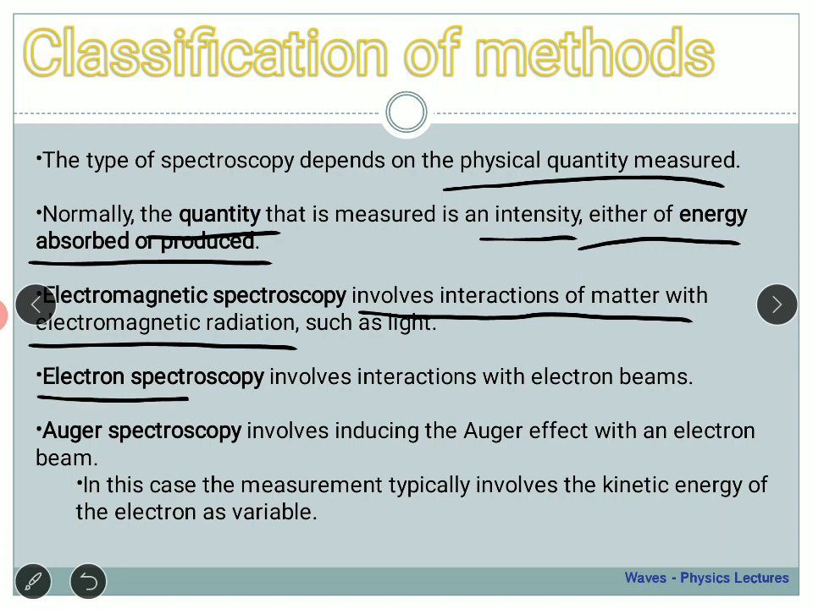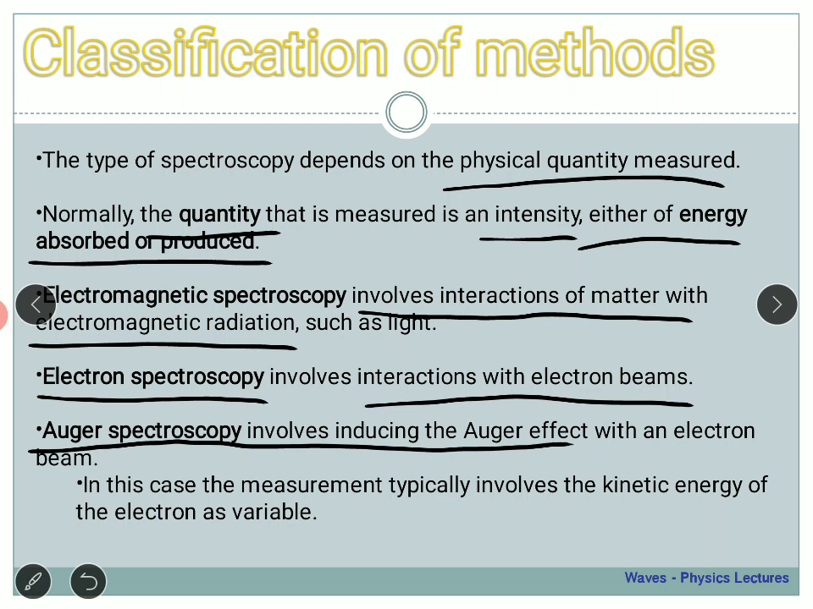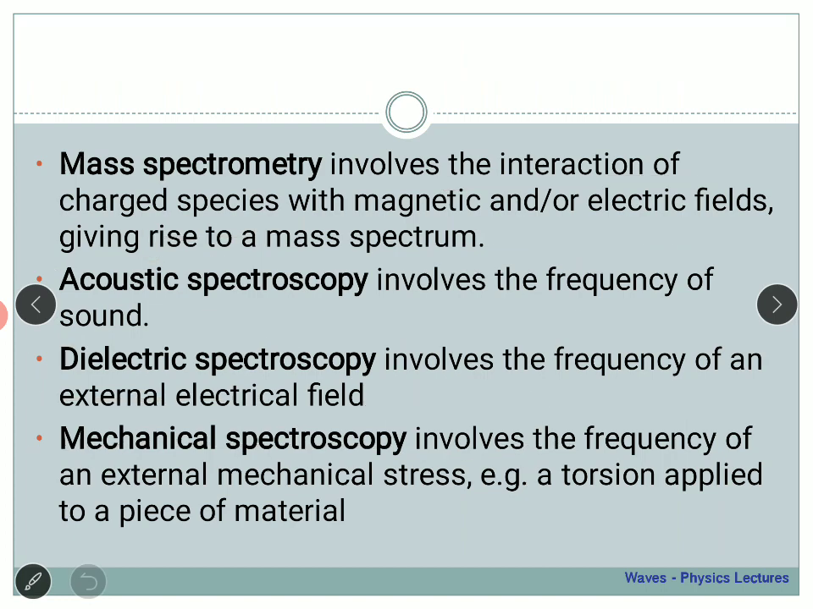When we talk about electron spectroscopy, it involves the interaction of electron beams. So the electrons will interact with matter, and that is basically electron spectroscopy. Auger spectroscopy, I think all of you have heard about the Auger effect. We might discuss it later. So what happens in the Auger effect, we are having an electron, and that electron, if used for studying the material, is nothing but Auger spectroscopy.